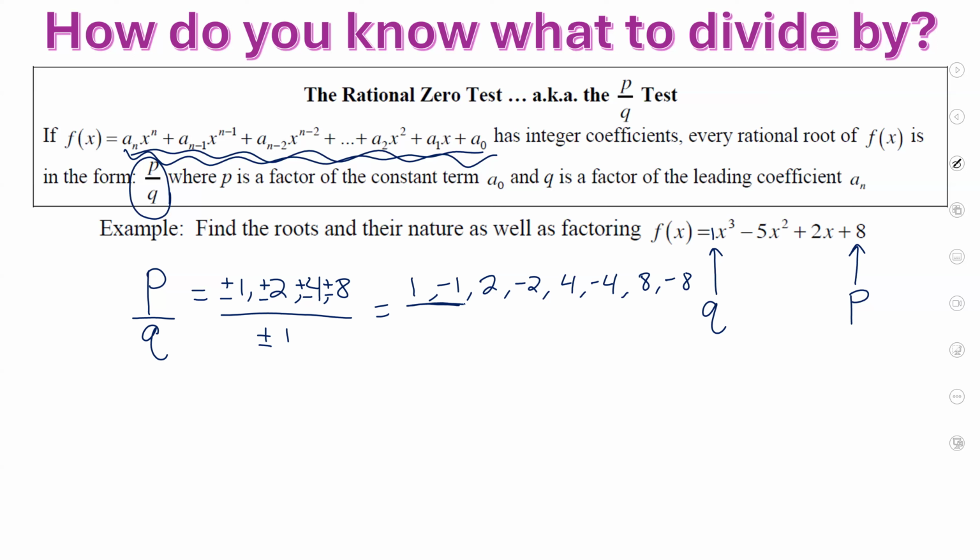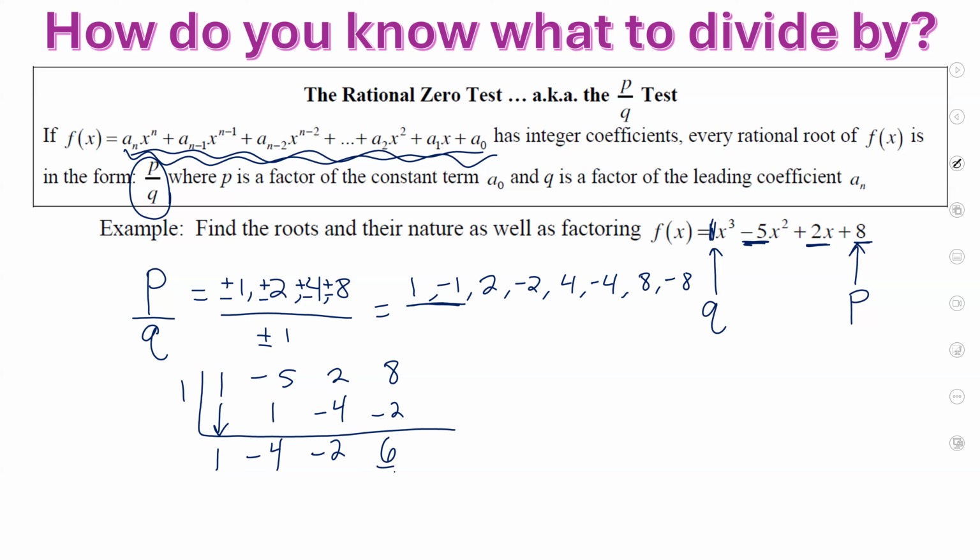So let's start off with 1, and we'll check and see if that is a solution. There's 8 possibilities here. So we're going to use synthetic division. I'm going to use 1, -5, 2, and 8. Bring down the first term, multiply, add, multiply, add, and multiply. Did I get a remainder? That means 1 is not a solution because I got a remainder of 6. We want a remainder of 0. Let's try -1.